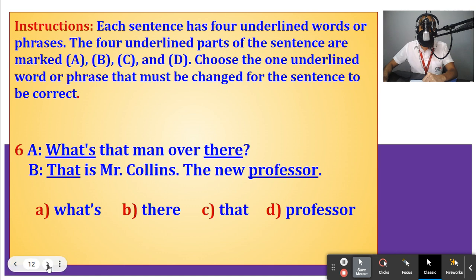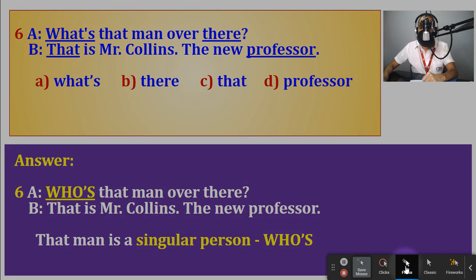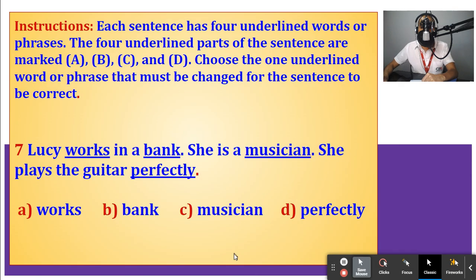Let's see. In number 6, the conversation says, what's that man over there? That is Mr. Collins, the new professor. Well, in this case, the mistake, as you can see, is letter A. Why? Because what refers to an object. In this case, we are talking about that man. That man is a singular person. So we need to use who in this case. Who is. Now let's move on to number 7. Read a sentence and find the mistake. You have 20 seconds.